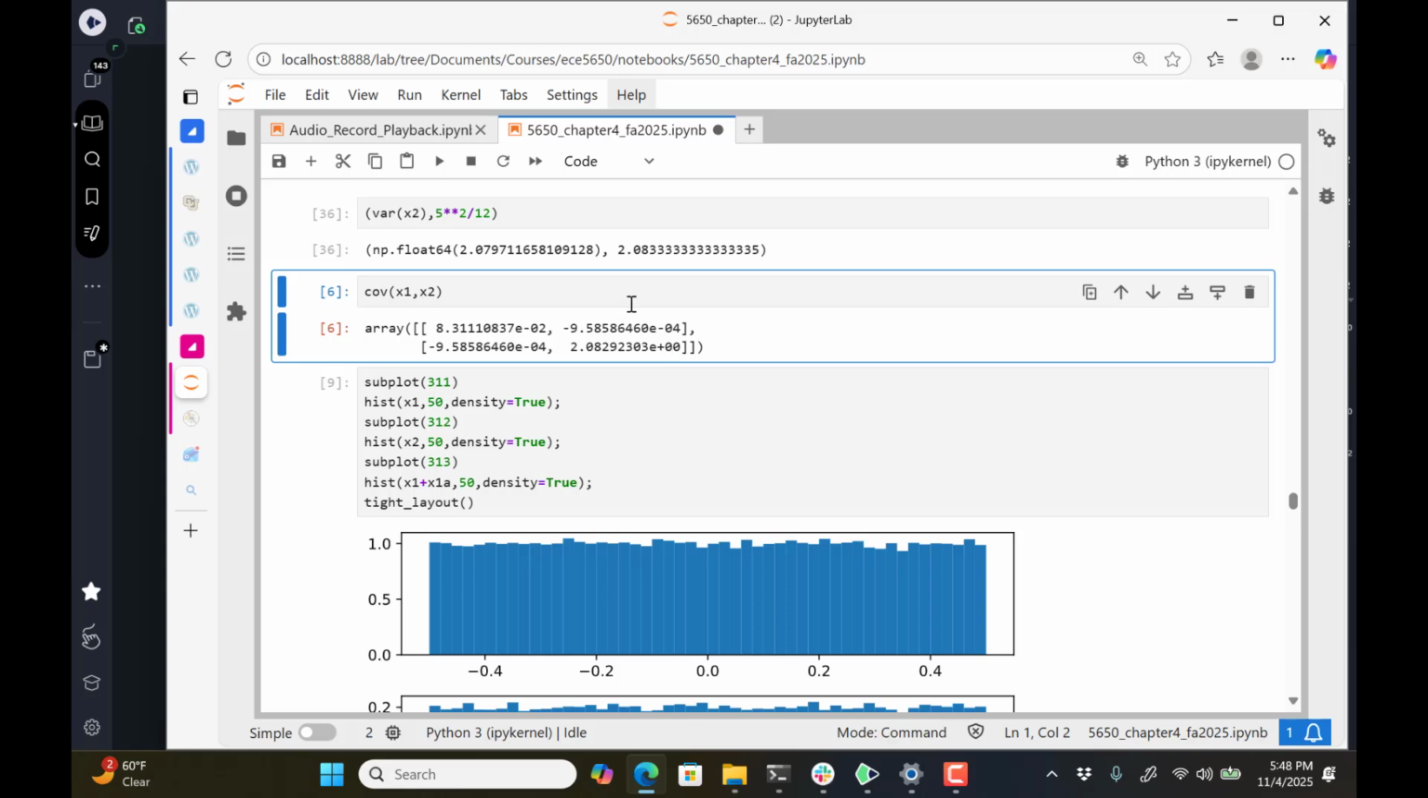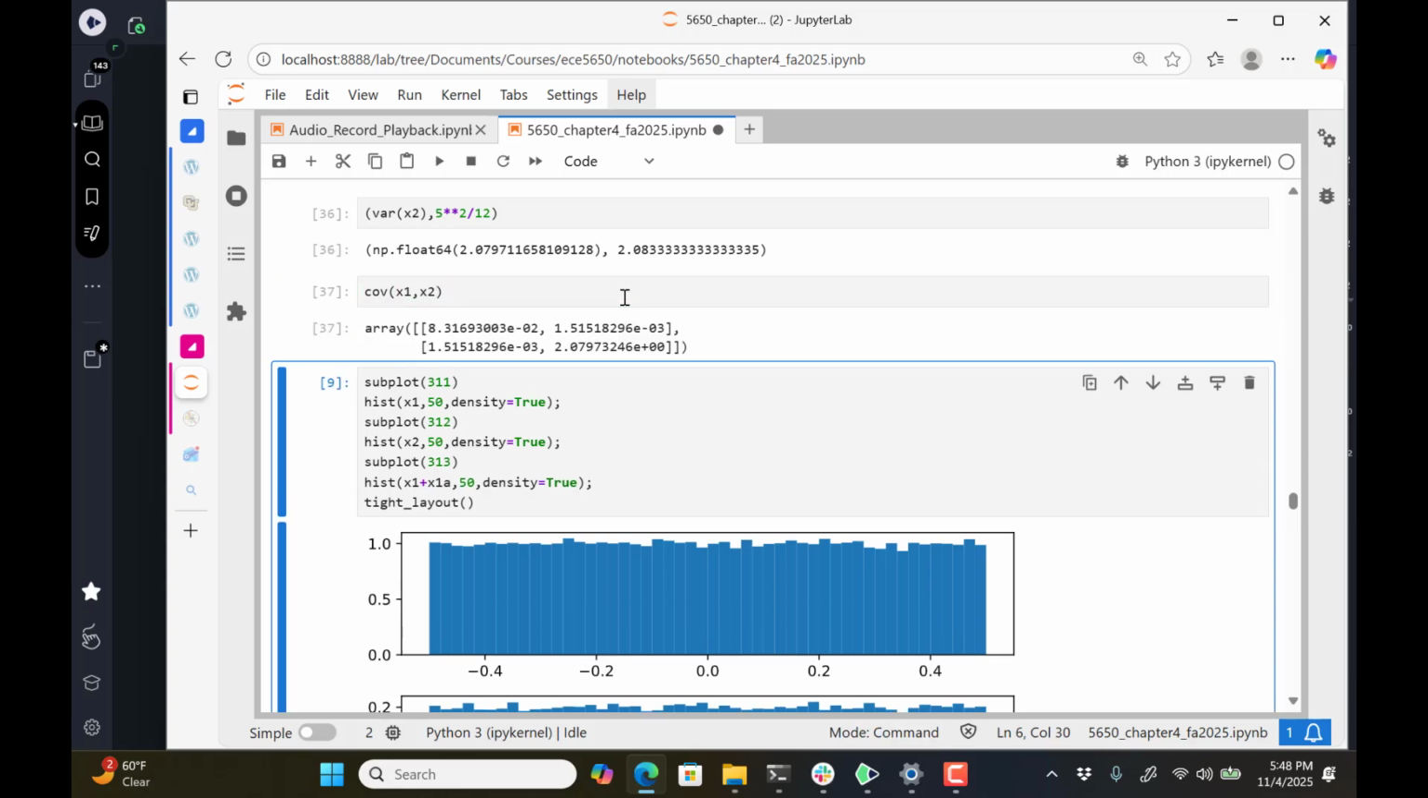So when I run that, I get the variance of x1 and x2 along the diagonal, and then the numbers on the off diagonal should ideally be 0 because there's no correlation, but there's randomness from the finite number of samples.